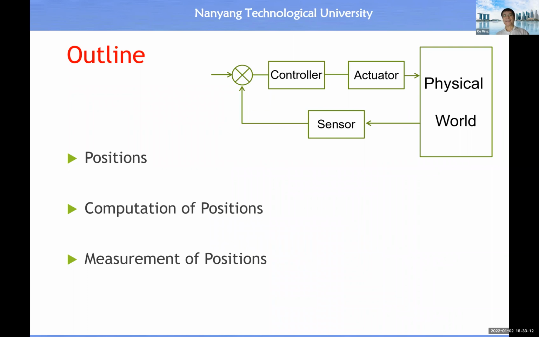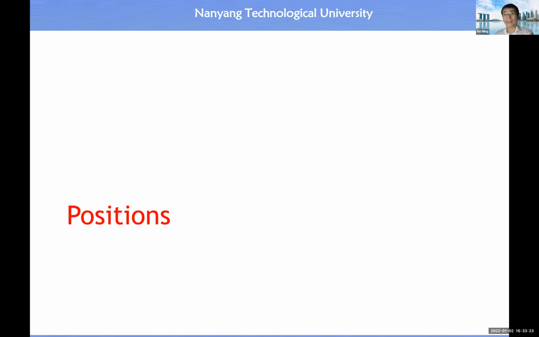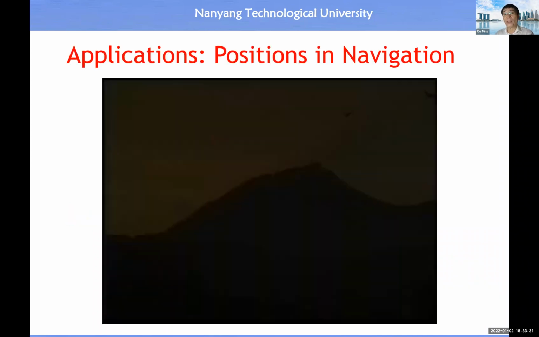Now we enter the study of today's lecture, which is about the measurement of position. All right. So let's first look at the physics or basic detail about the position. And first of all, we may want to know why it is important for us to consider this physical quantity. The answer is that position is extremely important, not only for human beings, but also for machines.